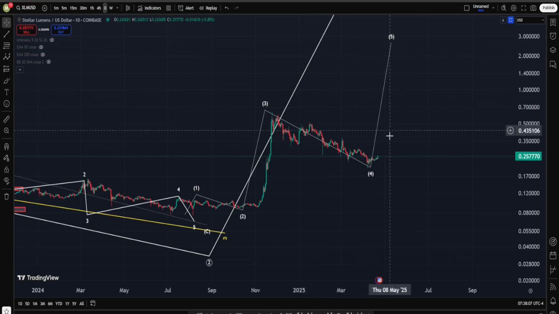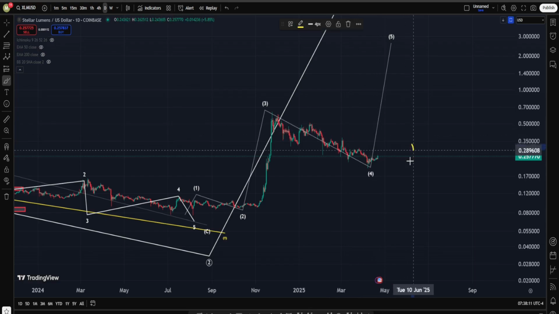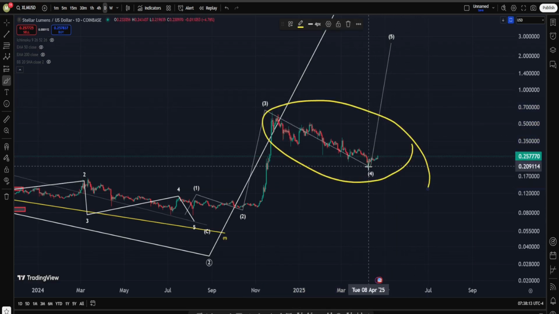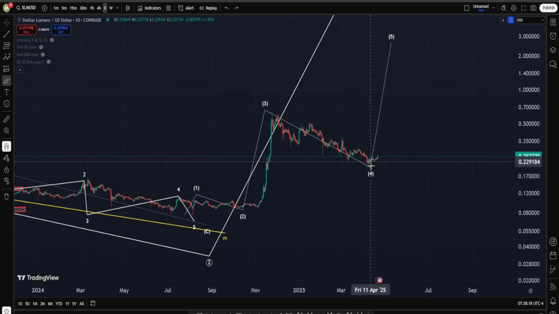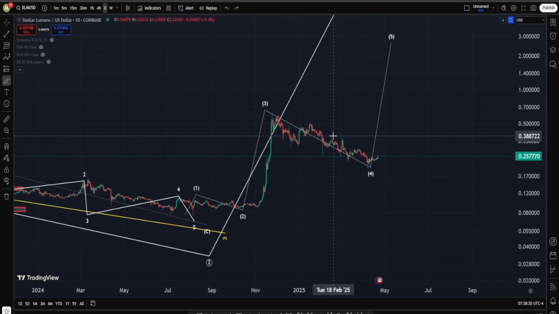So for now in XLM, as long as I'm not proven otherwise, I'm going to say this is a correction for wave 4, and there's a very high chance that we are either at the end of it, or we are very close to the end of this whole move on the downside.